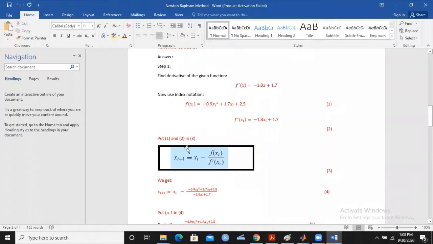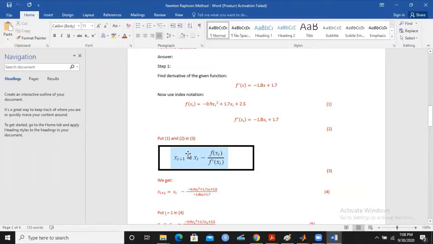Now the formula will be given to you, and I believe that with practice you'll be able to memorize the formula. So it is better that you memorize it: x_{i+1} is equal to x_i minus f of x_i divided by f dash of x_i, and we can derive this formula from the slope formula.